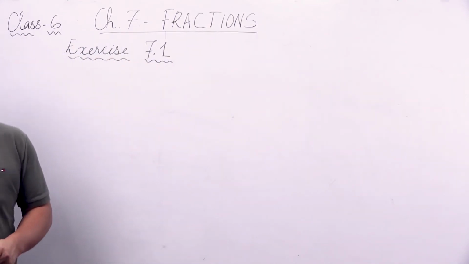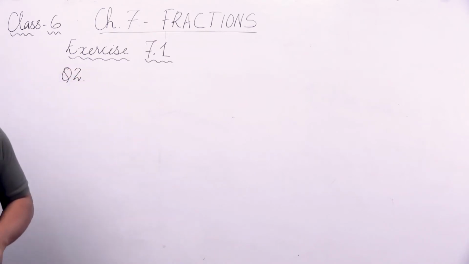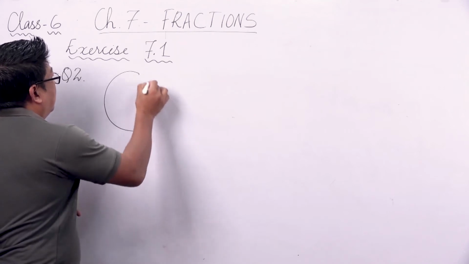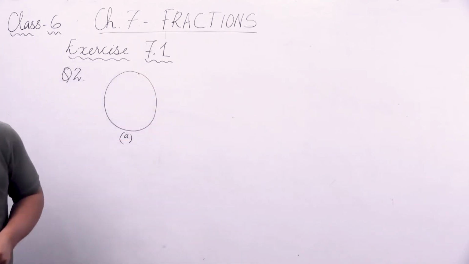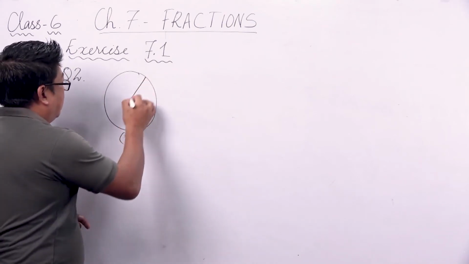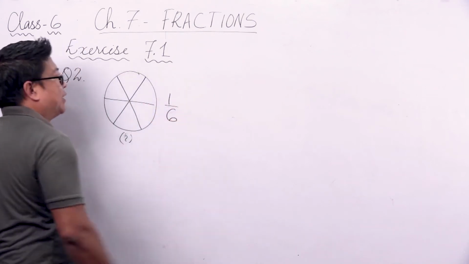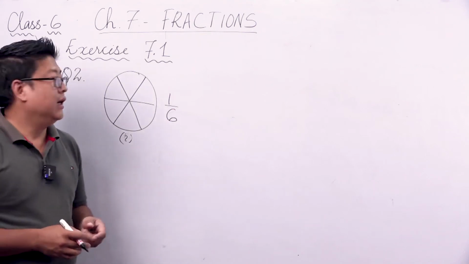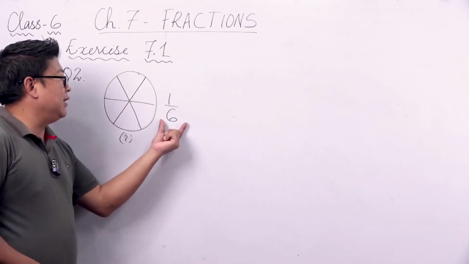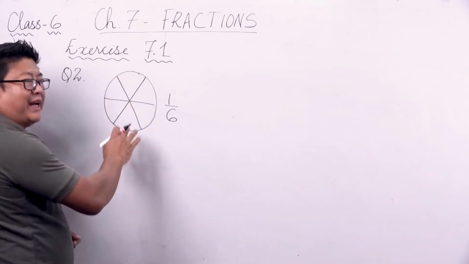Let's move on to the next question. The next is just the opposite again. Color the part according to the given fraction. The first figure, for A, in the textbook it's 1. We have been given this figure, and the fraction 1 by 6 has been given to us. So let's count the total number of parts. 1, 2, 3, 4, 5, 6. So there are a total of 6 parts. And how many do we have to consider? Only 1 part.